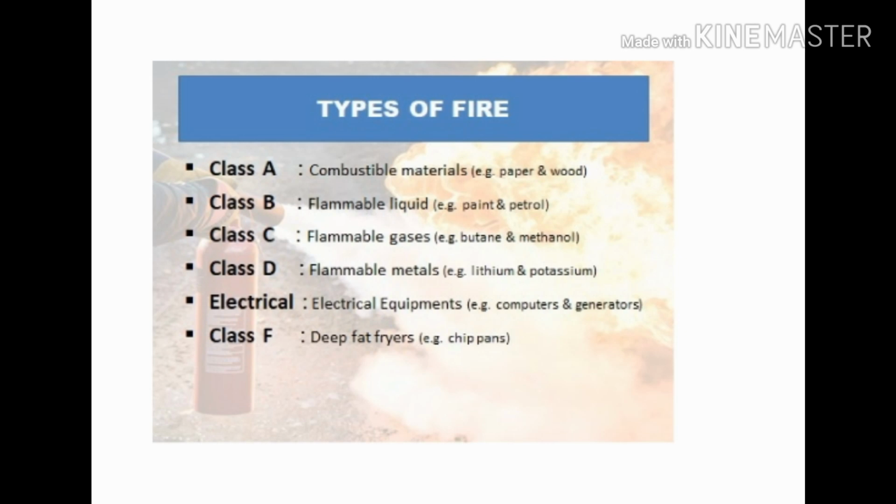Class D, flammable metals, for example lithium and potassium. Electrical equipment, for example computers and generators. Class F, deep fat fryers, for example cooking pans.